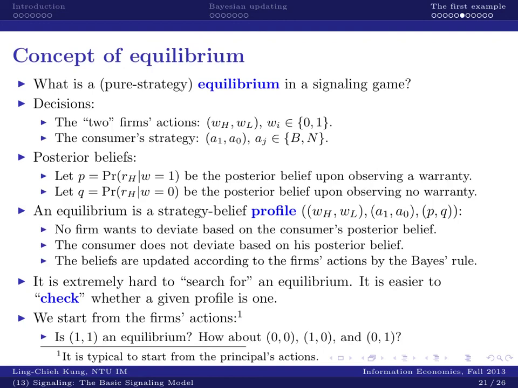Is it possible for two firms to both offer warranties? Or we may ask, is it possible for none of them to offer a warranty? Is it possible for only one of them to offer a warranty? And if it's possible, which one? Okay? Eventually, that's the question we want to ask: whether it is possible for the high type to signal its reliability. And we're going to do that in the next video. Thank you.